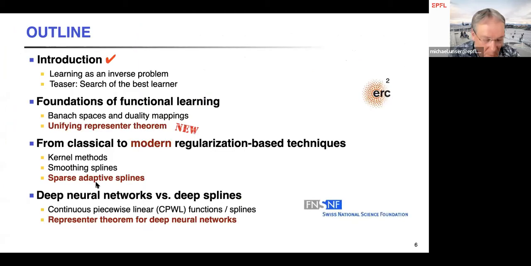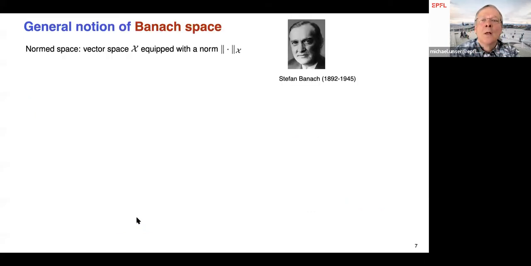So here's the outline of the talk. First, I want to give you some foundations. We're going to talk about Banach spaces, and I will present to you this unifying representer theorem. So that's what's announced in the talk. And then I will show you how this theorem allows you to crank out a broad category of algorithms, how it also relates to deep neural networks, and actually allows us also to optimize deep neural networks.